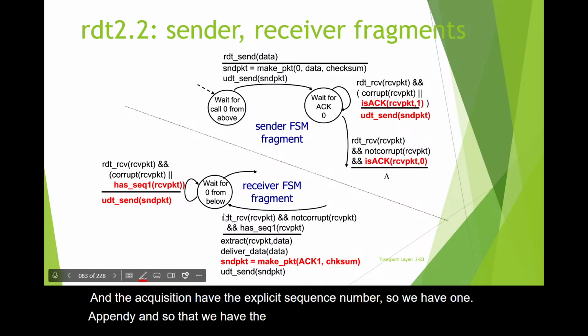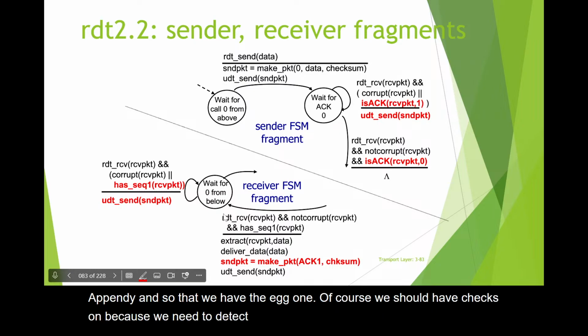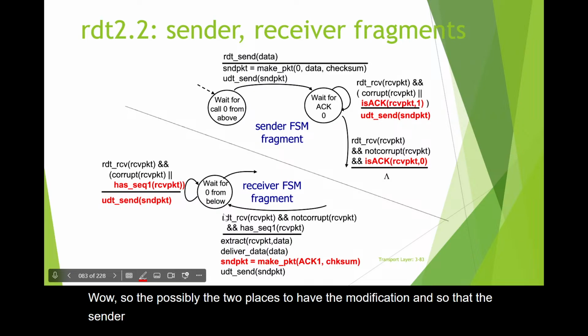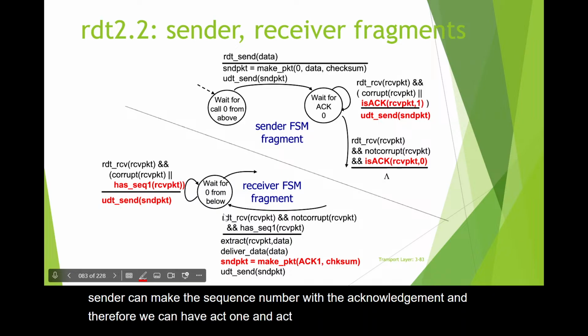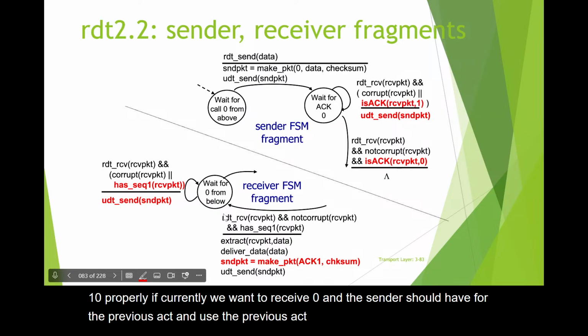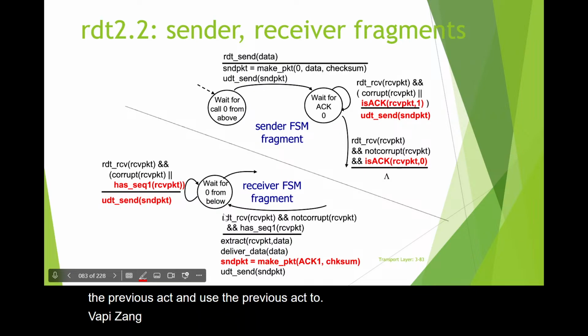Of course, we should have a checksum because we need to detect errors. So possibly there are two places with modifications, so that the sender can match the sequence number with the acknowledgement. Therefore, we can have ACK 1 and ACK 0, and the sender can use ACK 1 and ACK 0 properly. If currently we want to receive 0, the receiver should resend the previous ACK, and the sender uses the previous ACK to represent a NAK. Well, that's it.